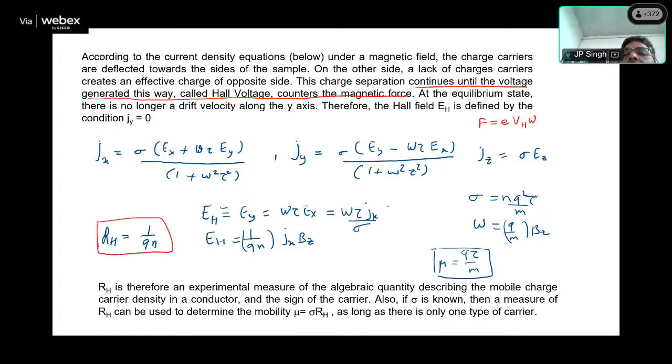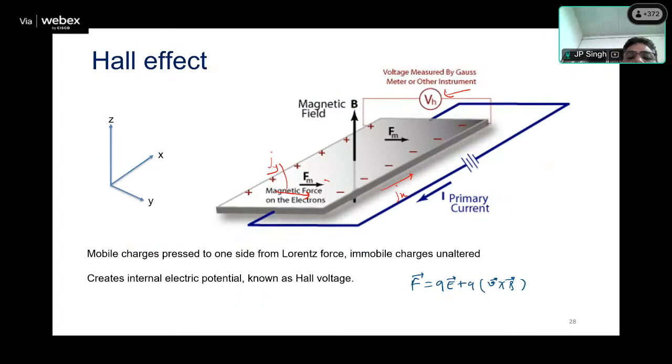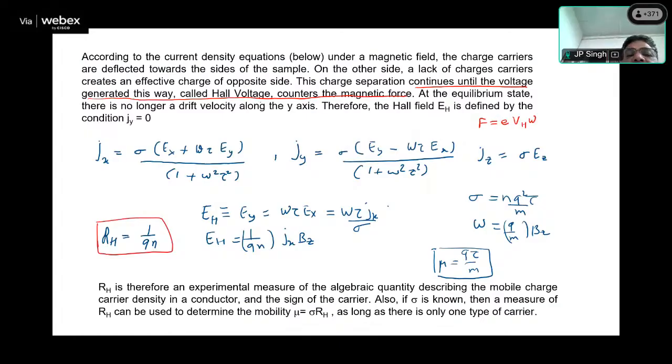So what will happen in the equilibrium state? When equilibrium comes, this Jy will go to zero, because there will be a force because of the Hall voltage we generated. Because of that, an electric force will be there, balancing the magnetic force, because of which it was deflecting. So at equilibrium condition, the drift velocity along the y-axis will be zero.